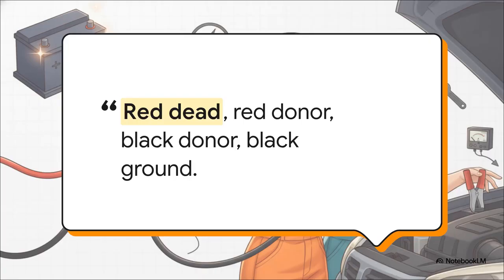Now, if you're scripting instructions for traditional jumper cables, you've got to make the sequence unforgettable. You can embed this highly memorable mnemonic from Big Brand Tire right into your script. Red dead, red donor, black ground. Got it? That means the red positive clamp goes to the dead battery, then the other red goes to the good donor battery. Next, the black negative goes to the donor battery, and finally, the black clamp goes to a ground on the dead car.